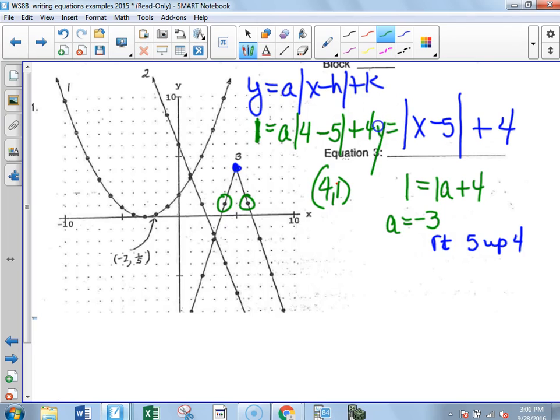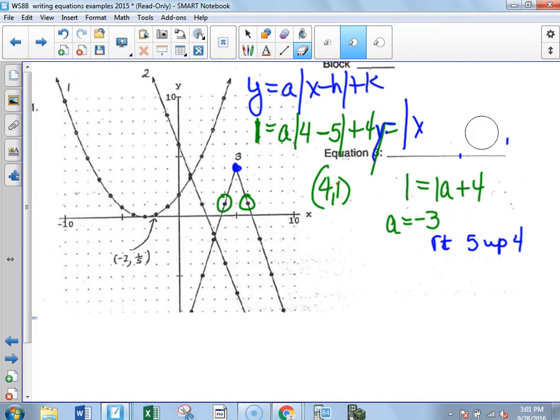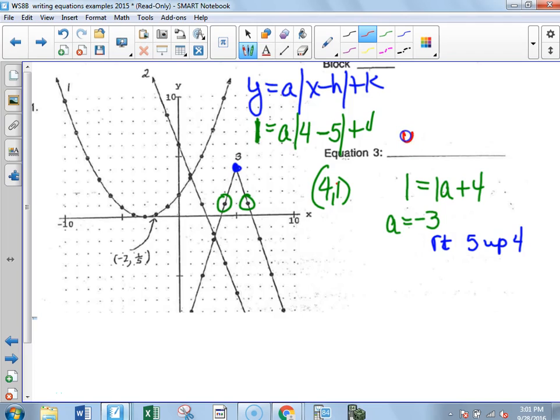All right, so final answer, let me do that in blue so that you can tell what it says. Y, oh man, there's no room there. Y equals negative 3, absolute value of x minus 5 plus 4. Did I get it right? Yep. Okay.